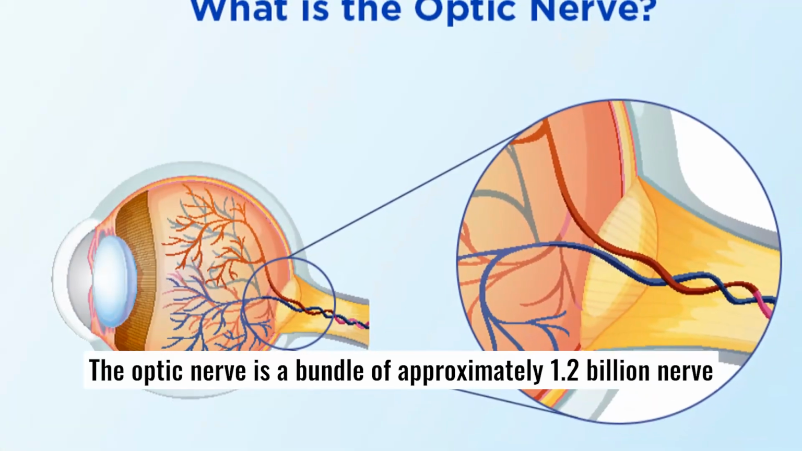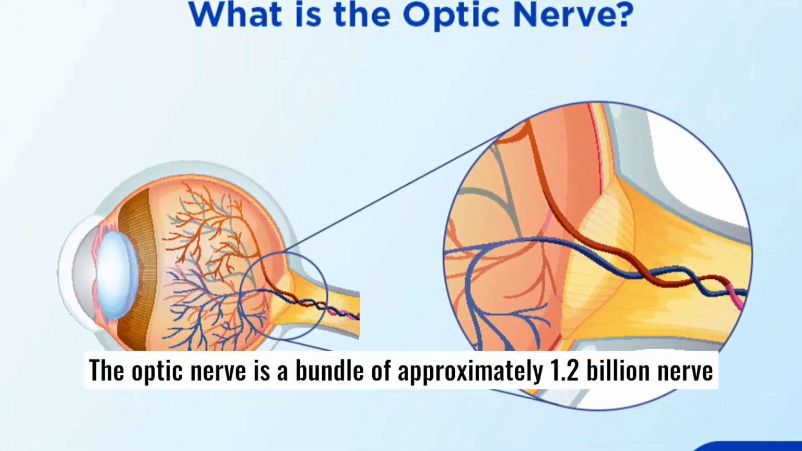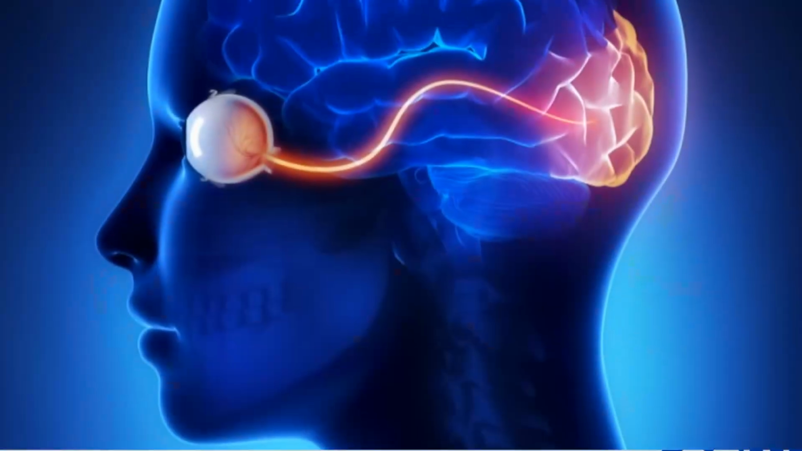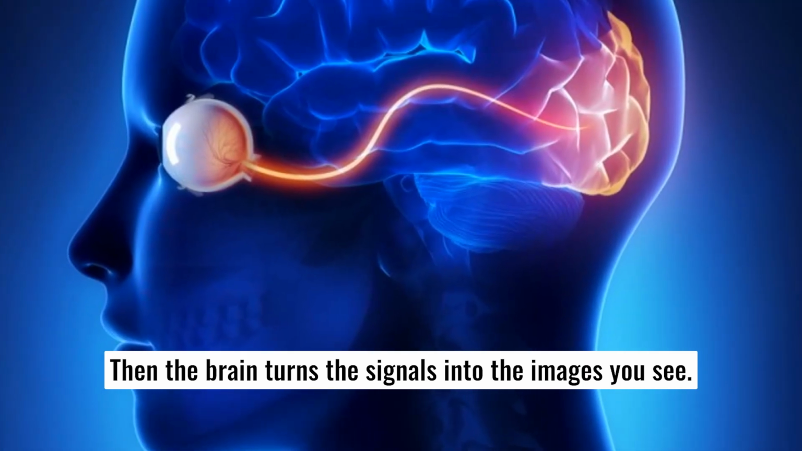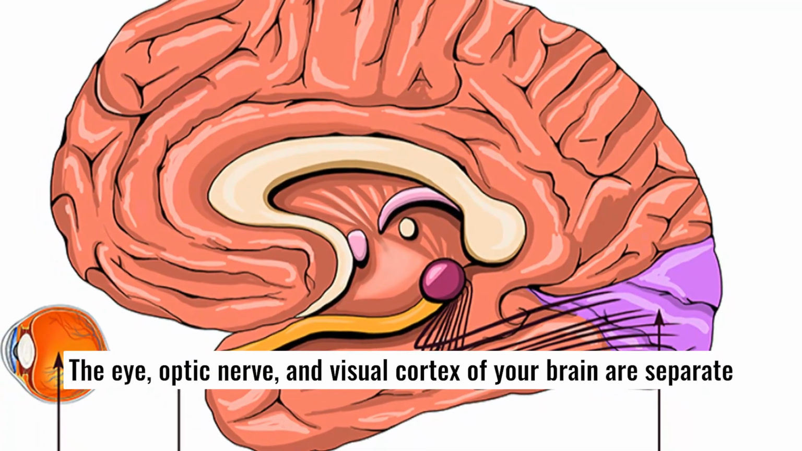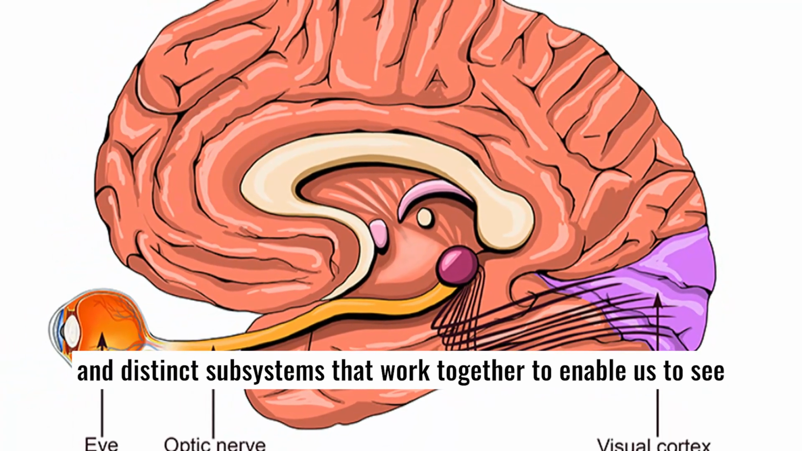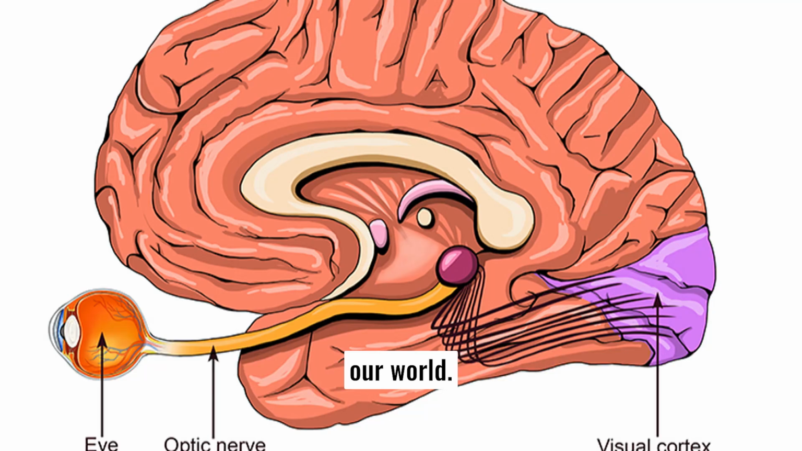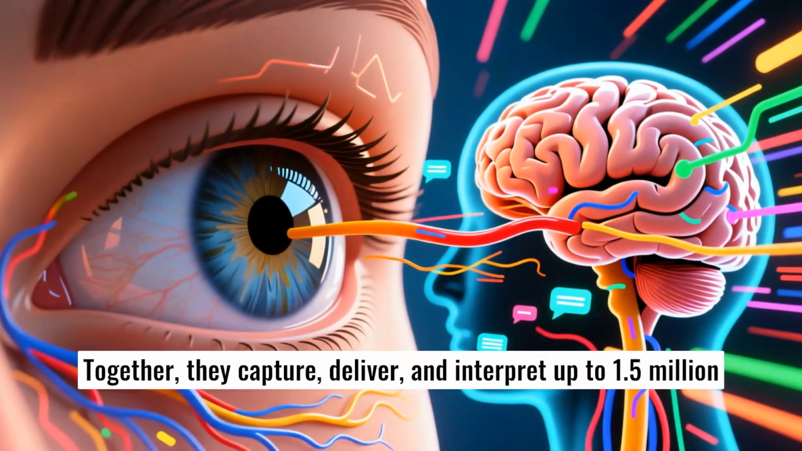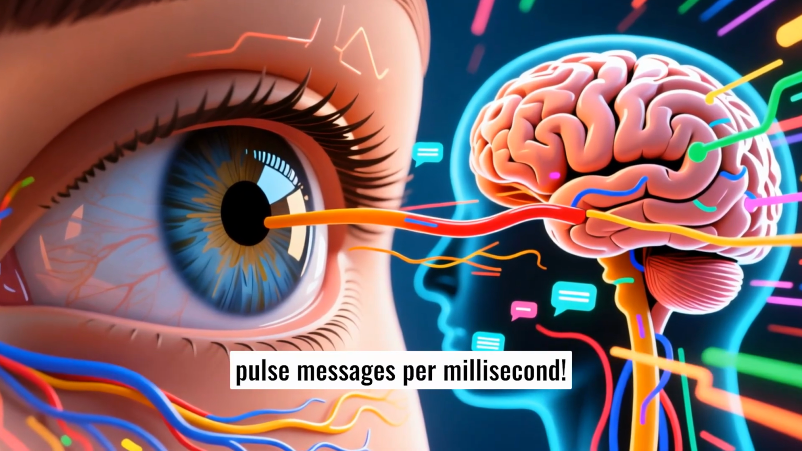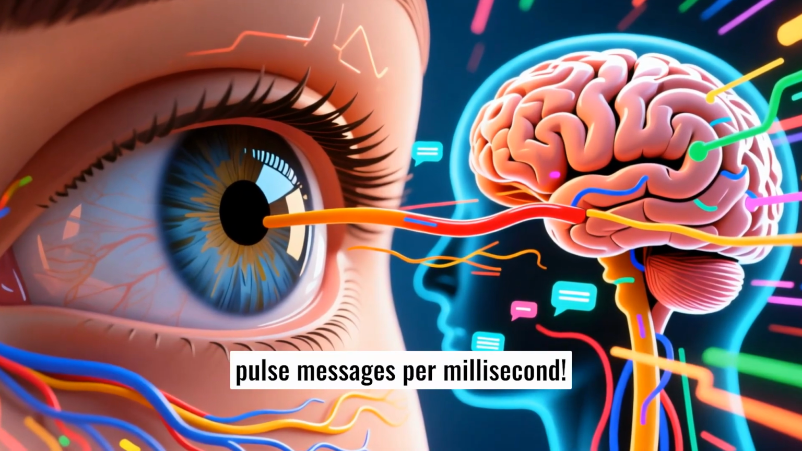The optic nerve is a bundle of approximately 1.2 billion nerve fibers that transmits electrical signals from the retina to the brain. Then the brain turns the signals into the images you see. The eye, optic nerve, and visual cortex of your brain are separate and distinct subsystems that work together to enable us to see our world. Together, they capture, deliver, and interpret up to 1.5 million pulse messages per millisecond.